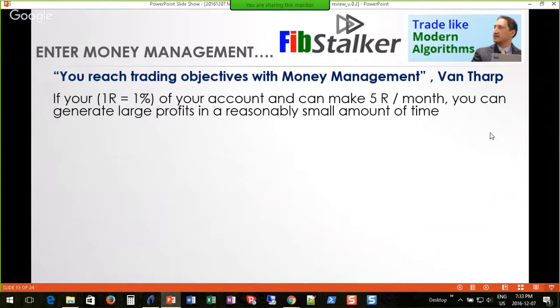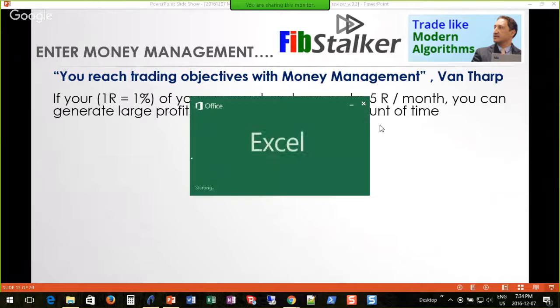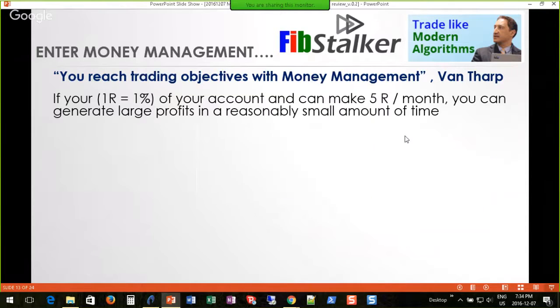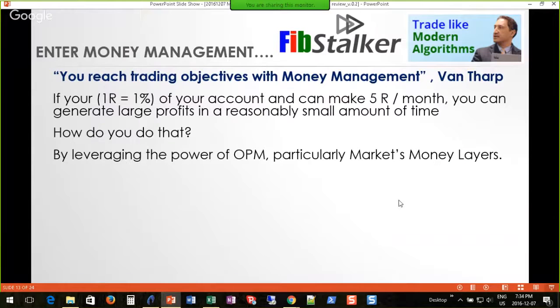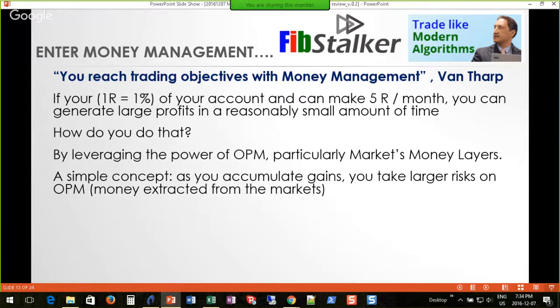And you might ask now, how do I do that, right? I'm going to show you some of the techniques here. But before I get into those, I want to continue here and talk about the concept first. Okay, so how do you do that? And we'll get into the numbers in a moment here. You do that by leveraging the power of other people's money, particularly a technique that I learned from Vantar called market money layers. Very, very simple. It's not as risky as other techniques, like Kelly criterion and optimal F, and you name them.